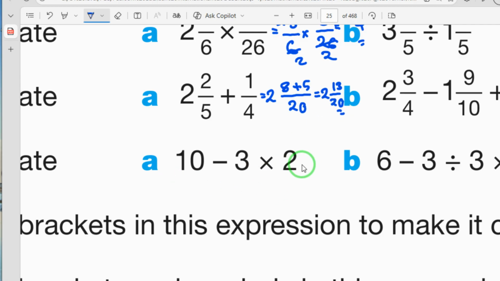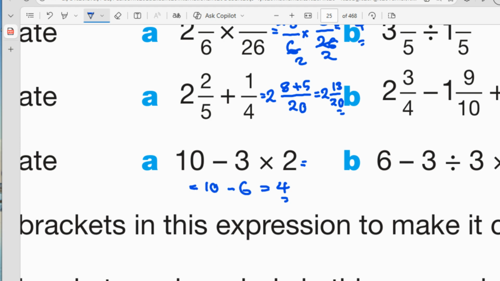Question number 4, come here. Here we have the BODMAS rule or order of operations. First multiply this multiplication. We write 10 as itself minus 3 times 2 is 6. Then we subtract 10 minus 6, remains only 4. This is the answer.